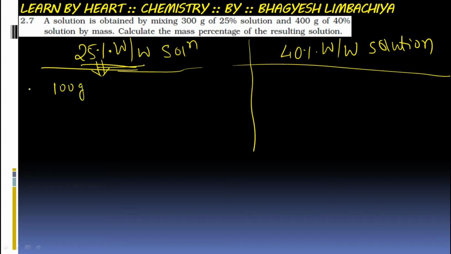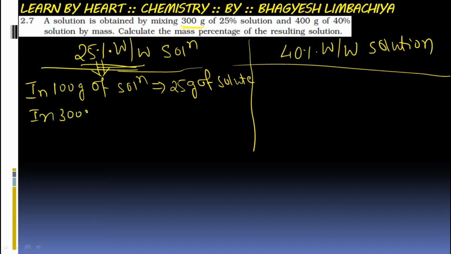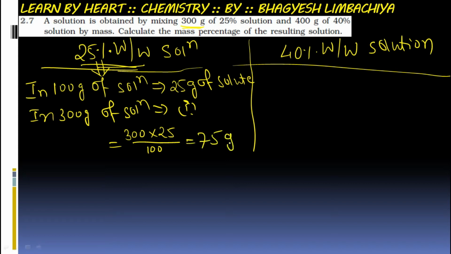It means in 100 gram of solution, 25 gram of solute is dissolved. So how much in 300 gram, because you are given that 300 gram of 25% W by W solution. So in 300 gram of solution, how much mass of solute is dissolved? That answer is 300 multiplied by 25 divided by 100, and your answer is 75 gram.